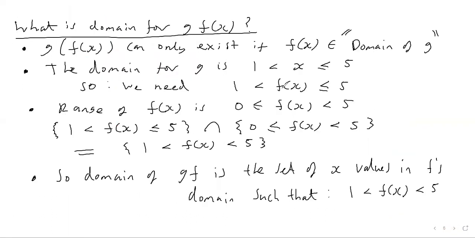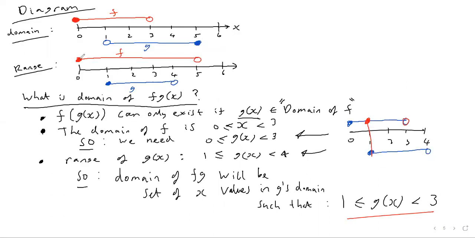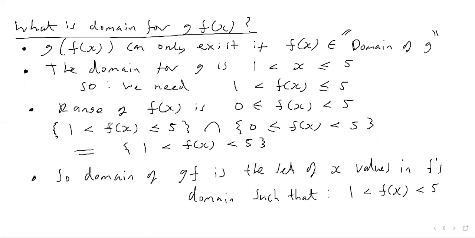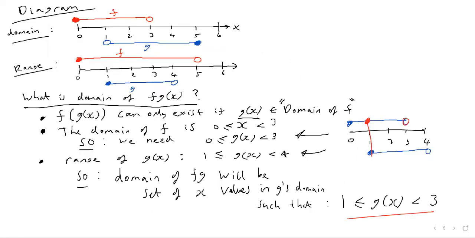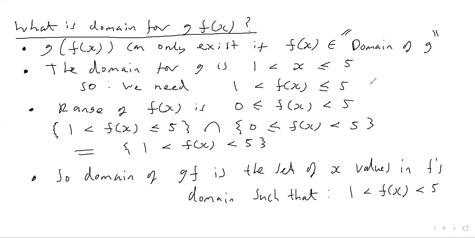So we need f of x, because we're plugging f of x into g, to be between 1 and 5 as well. Okay, so the range of f of x is 0 up to 5. We can see that here, this red range goes from 0 to 5. Now, it's kind of similar to what we did back here. Where is the intersection between this set here and this set here? So these sets overlap between 1 and 5.